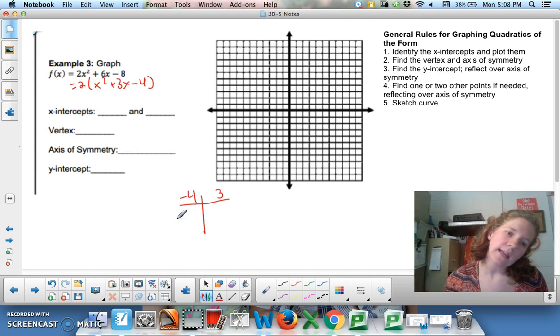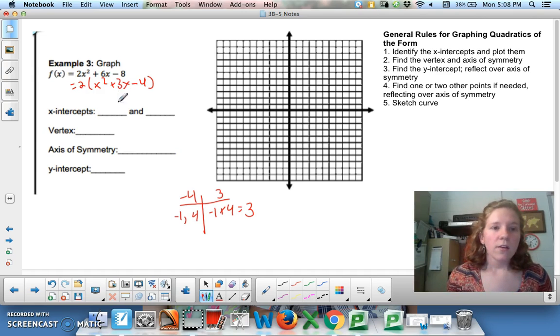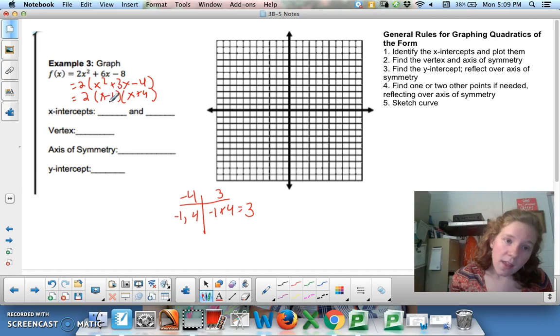So factors of negative 4, maybe negative 1 and 4. Negative 1 plus 4 does equal 3. You'll find that you get better at picking those numbers as we go on. Hopefully you're already pretty good at it. Okay, so writing this in intercept form, I've got 2 times (x minus 1) times (x plus 4). So my x-intercepts: this one is positive 1, so it's going to be (1, 0).